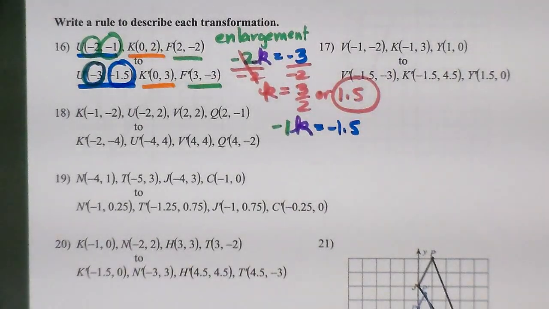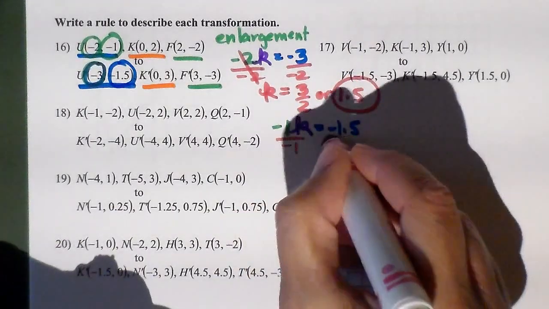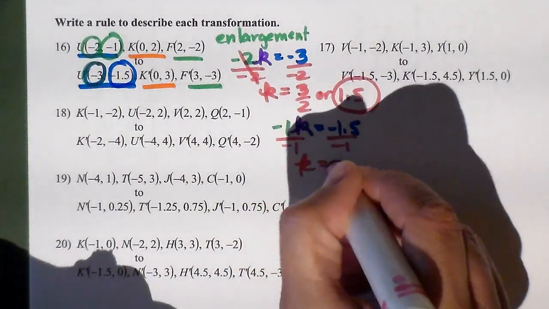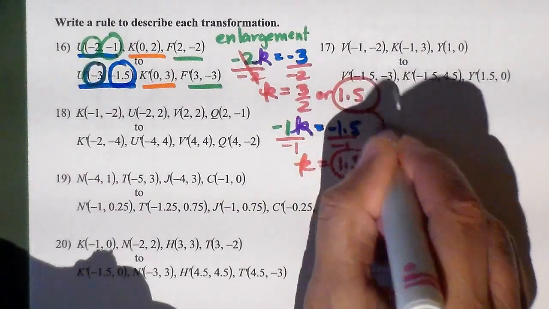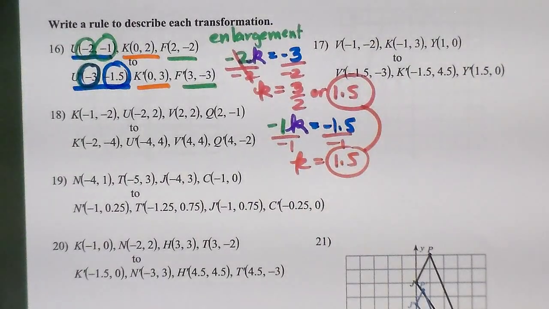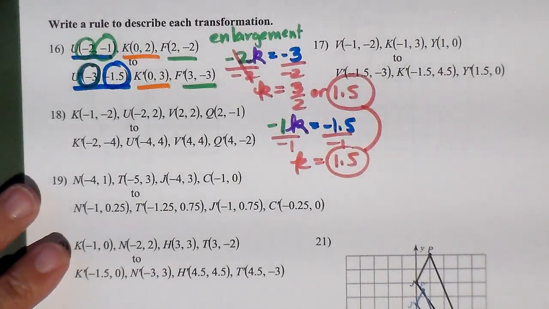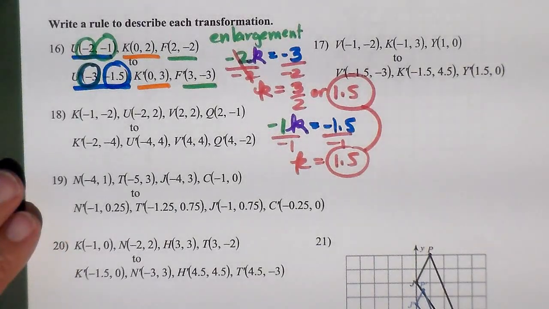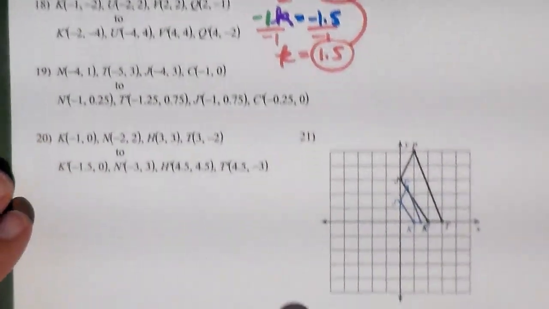So I'm going to divide both sides by -1. And what do you get? K is 1.5. Same answer. So that's how, given a set of points, you can actually find what your scale factor is. You have to determine, what did I multiply the original by to get the new one? Okay?